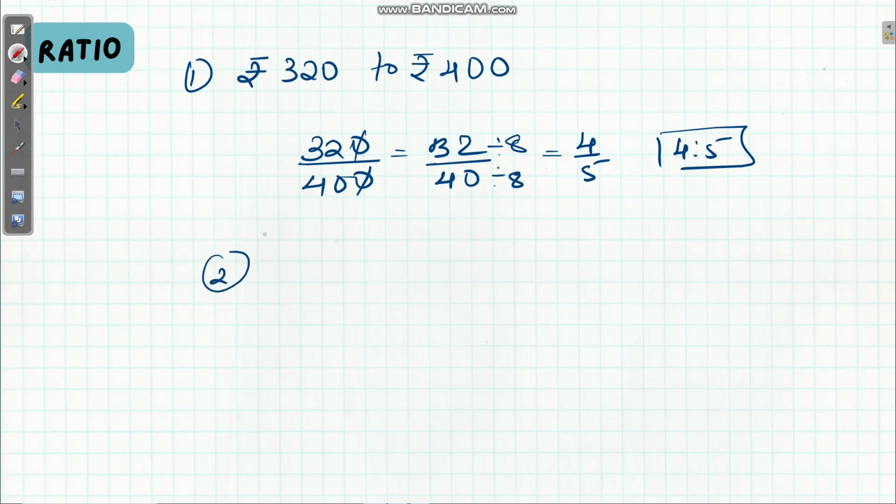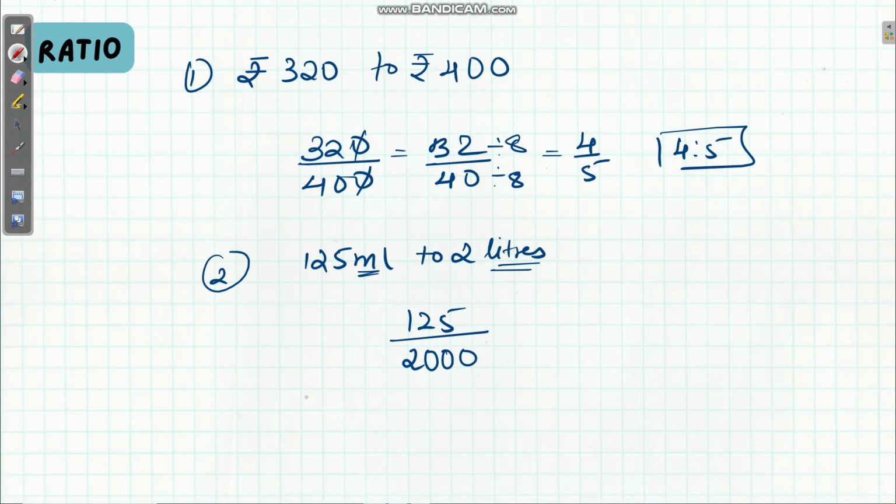Okay, let's solve one more question. 125 ml to that of 2 liters. So it will be 125 upon 2, but now see, it is ml and this is liters. Convert both of them to liters or convert both of them to ml. Now 1 liter is 1000 ml, so 2 liters will be 2000 ml. So I will directly write over here 2000.